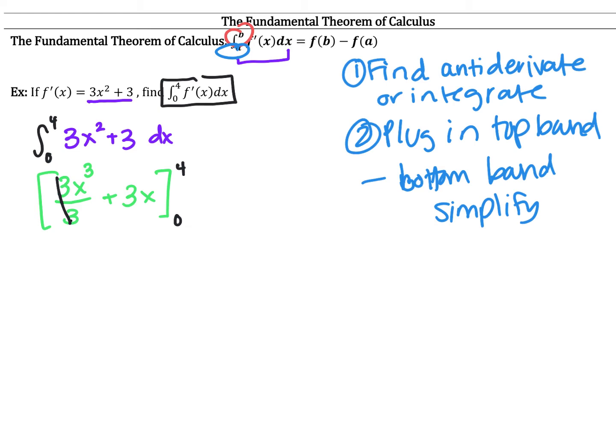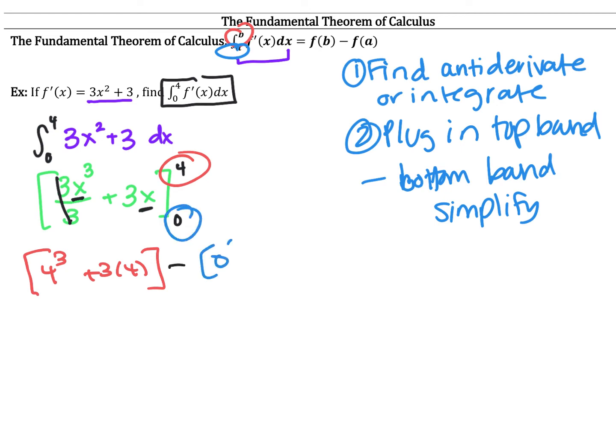So what I'm going to do is plug 4 into x cubed plus 3x, and then I'm going to subtract what I get when I plug 0 in. So if I plug 4 in, I'm going to get 4 to the third plus 3 times 4. That's what happens when I plug in the upper bound. When I plug in the lower bound, and I'm always going to subtract here, I get 0 to the third power, which is just 0, plus 3 times 0. This whole thing is going to end up just being minus 0.